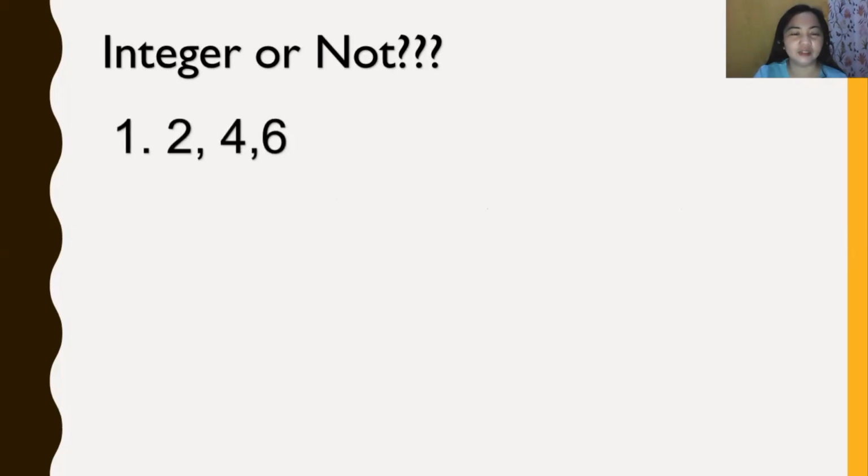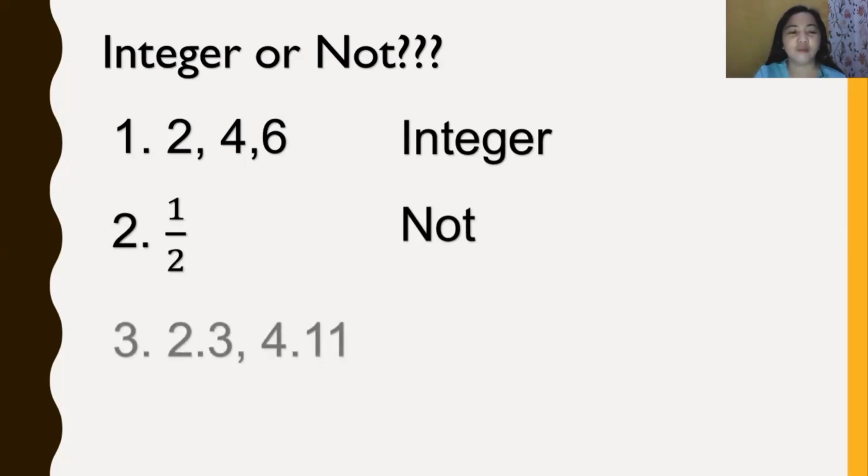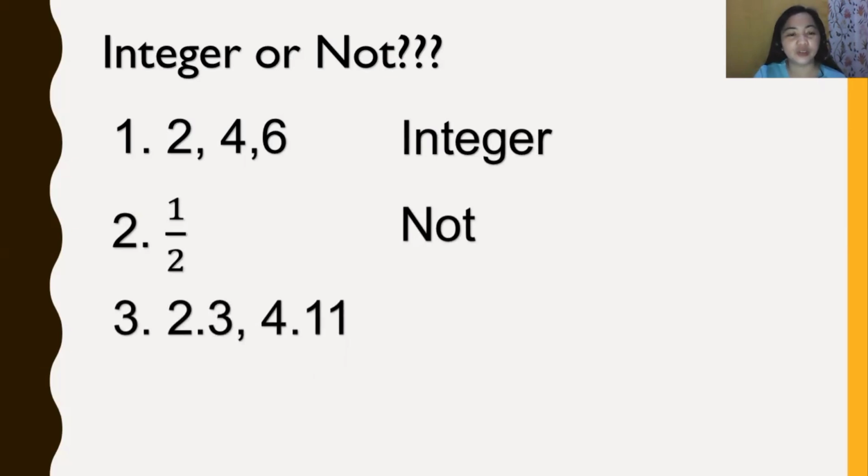Let's have the set of 2, 4, 6. Are they integers or not? Yes, they are integers because they are whole number. How about 1/2? Is 1/2 an integer or not? Okay, not, because in the definition, it is not a fraction. How about 2 and 3/10 and 4 and 11/100? Is it an integer or not? Okay, it is not an integer because it is not a whole number.